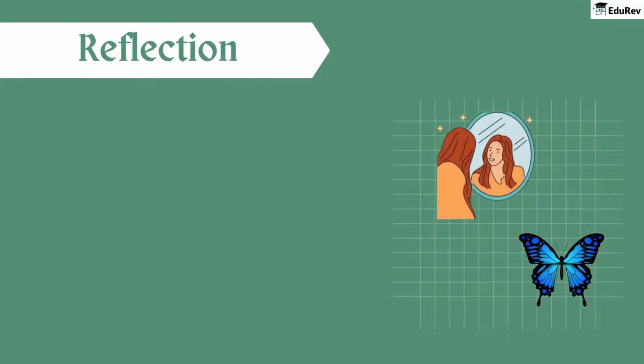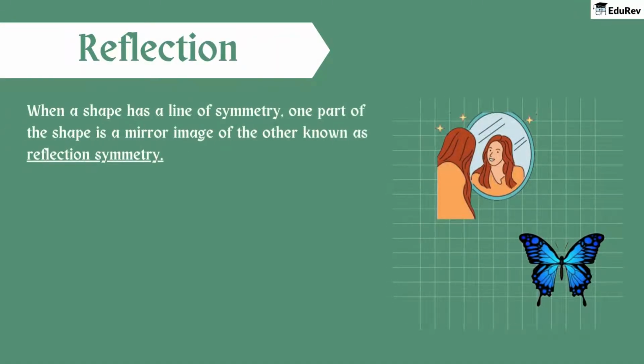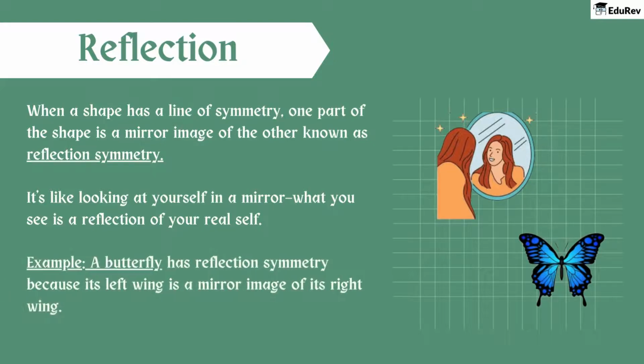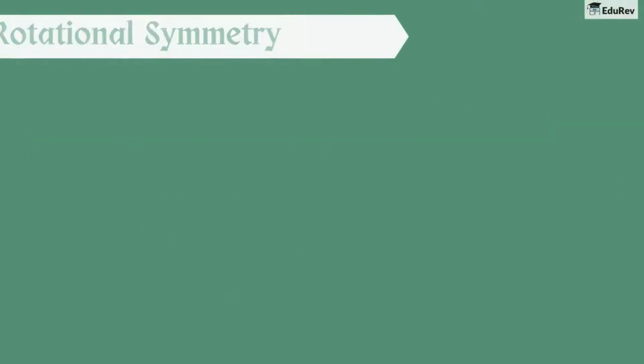What's a reflection? When a shape has a line of symmetry, one part of the shape is a mirror image of the other, known as reflection symmetry. It's like looking at yourself in a mirror. What you see is a reflection of your real self. Example: a butterfly has reflection symmetry because its left wing is a mirror image of its right wing.